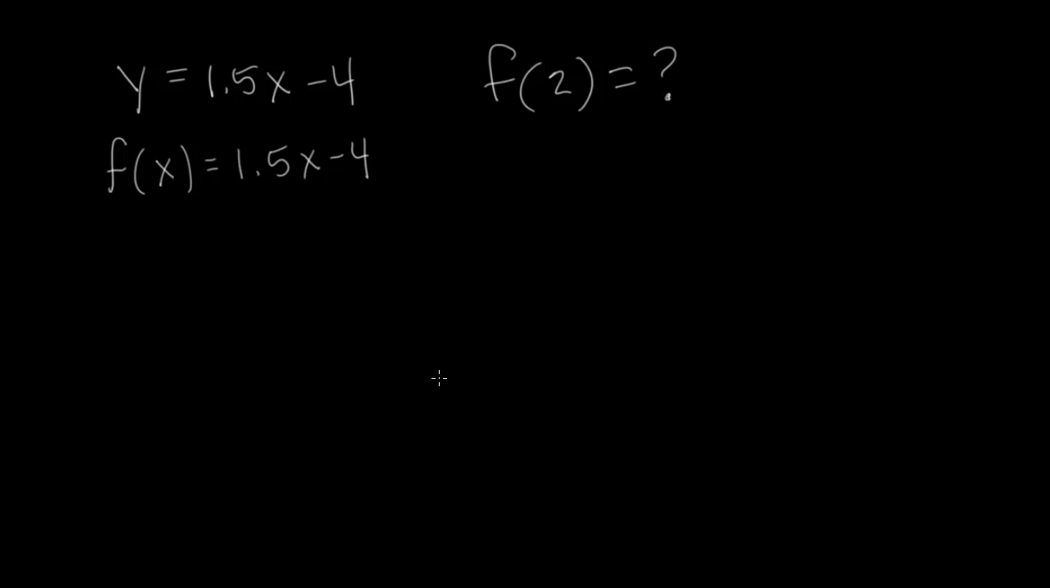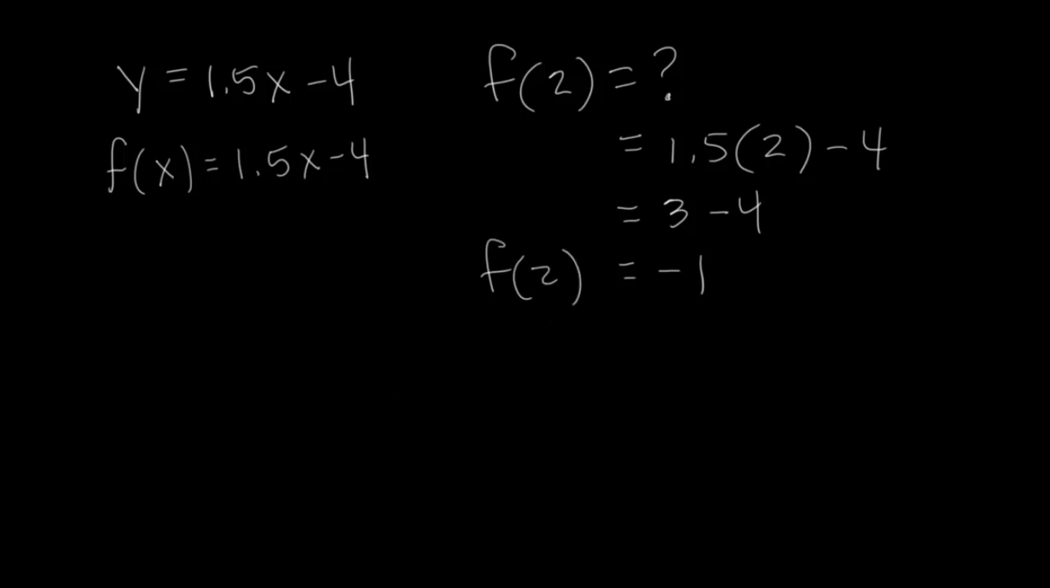Nothing any different here from all of the work that you've done before, where you would simply take 1.5, replace x with 2, and do the math. 1.5 times 2 is 3 minus 4. So f of 2 equals negative 1. In this form, you can now see the relationship between the independent and the dependent variable in a simple notation.